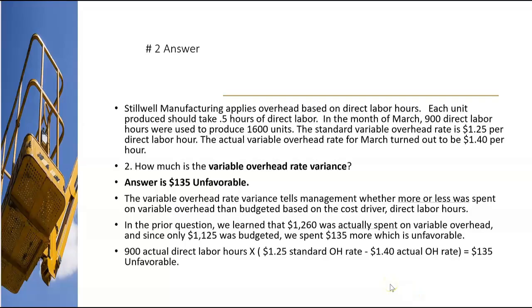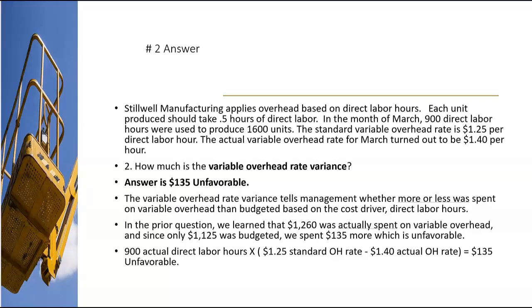So the focus of the variance is what's inside the parentheses, the actual overhead rate compared to the standard overhead rate. And since it's a spending variance, what's outside the parentheses is the actual quantity. So 900 actual direct labor hours that were worked times the difference in the two rates will give us the variable overhead spending variance, or the variable overhead rate variance.